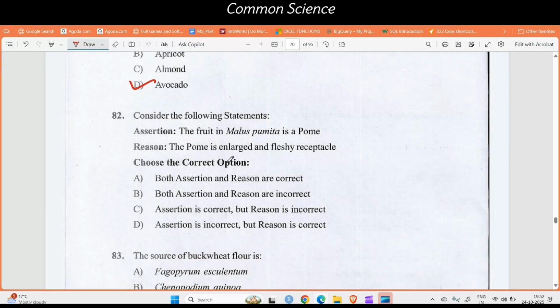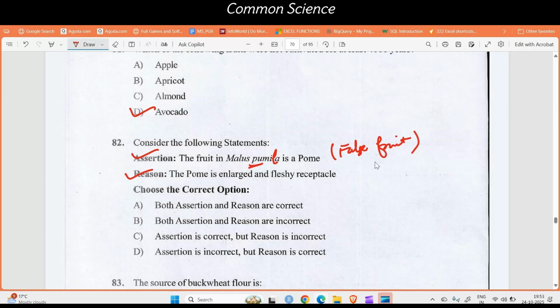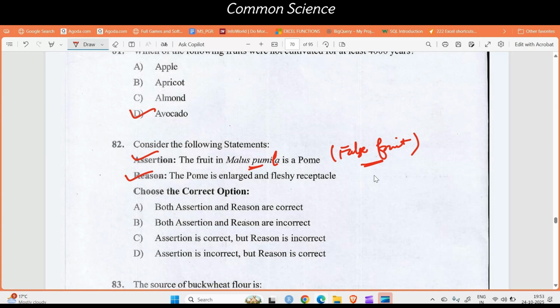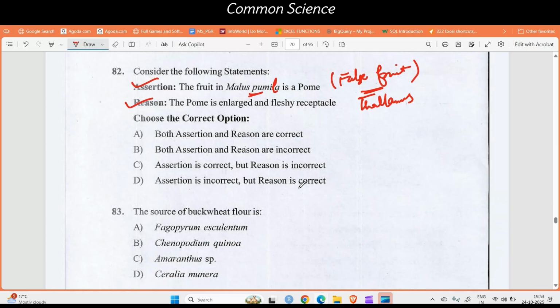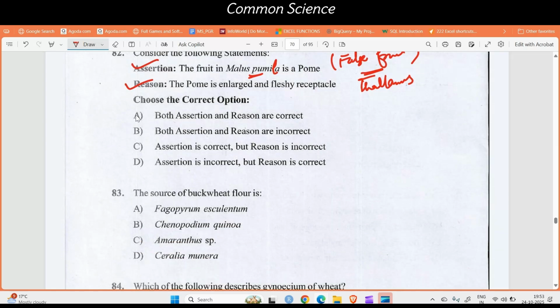Consider the following statements. The fruit in Malus pumila, the common apple plant, is a pome. Yes. The pome is an enlarged and fleshy receptacle. Yes, it's a false fruit. Apple is a false fruit which develops from the thalamus. Thalamus is the fleshy receptacle. So both assertion and reason are correct.